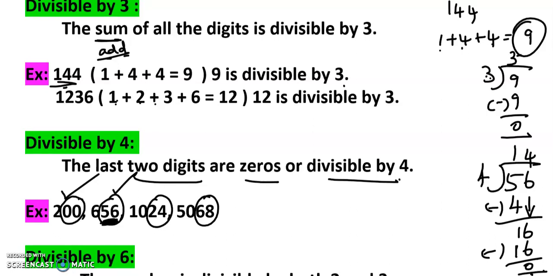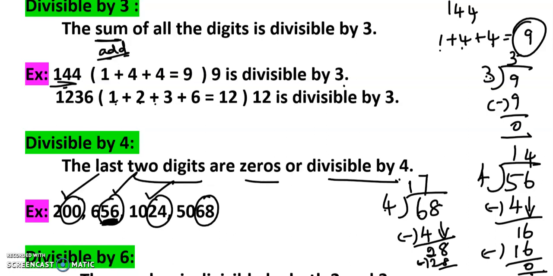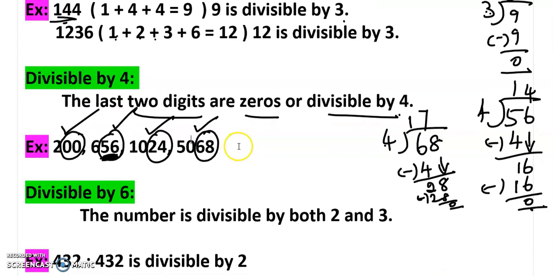Next, what is 24? So 24 is also divisible by 4 because 4 sixes are 24. So 1024 is also divisible by 4. Next, 5068, we should check 68. If you are checking in the 4 table, 4 ones are 4. So 6 minus 4 is 2. Then if you carry 8, 4 sevens are 28. So 28 minus 28 is 0. So the remainder is 0. So 5068 is also divisible by 4 because 68 is divisible by 4.